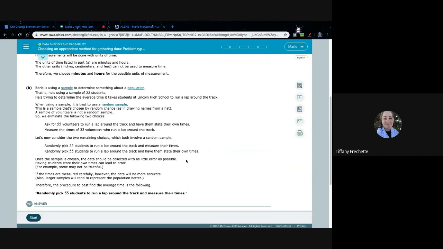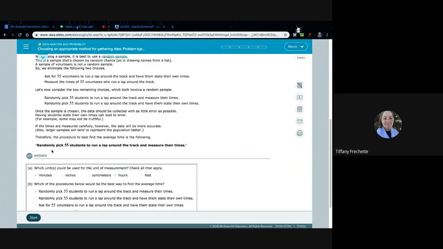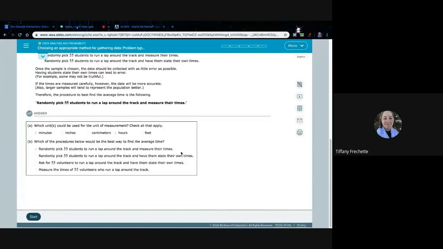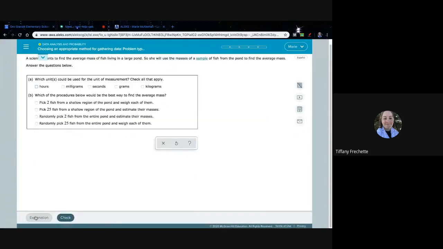So we want to try to get the best data we can. So we want to watch these 55 students run the lap and measure their times ourselves. Or if someone else is helping us, have them do it. But having them state their own times, there's a lot of error that can happen there. So that's why we want to randomly pick students to run a lap around the track and measure their times ourselves. All right, so let's see if we can figure this out on the next page here.